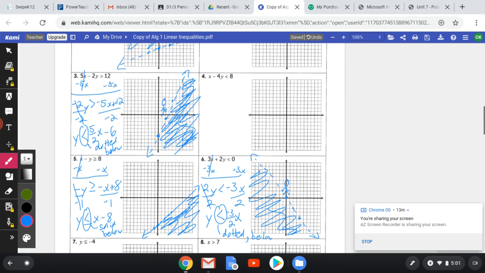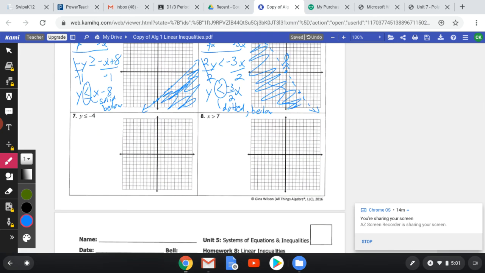Number 7 and 8 here. Remember, these are simple graphs, simple things to graph, but they always confuse the students. y is less than or equal to negative 4. Well, remember when we graphed y equals negative 4? That meant we had a line going through negative 4 on the y-axis. So 1, 2, 3, 4. So here's negative 4. So I got a horizontal line going through negative 4. But we just got to check what kind of line. It has a little line underneath there, so it's solid. So it's a solid line going through here.